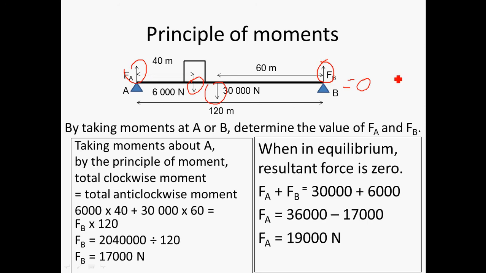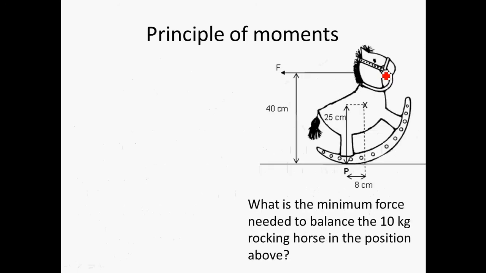Alright, so now I'm going to move to the last question, which is this question. What is the minimum force F required to balance the horse? Alright, so the first thing you need to do is, again, this is a 10 kg rocking horse. So you need to know that the force that this F is trying to counter is actually the weight of the horse.